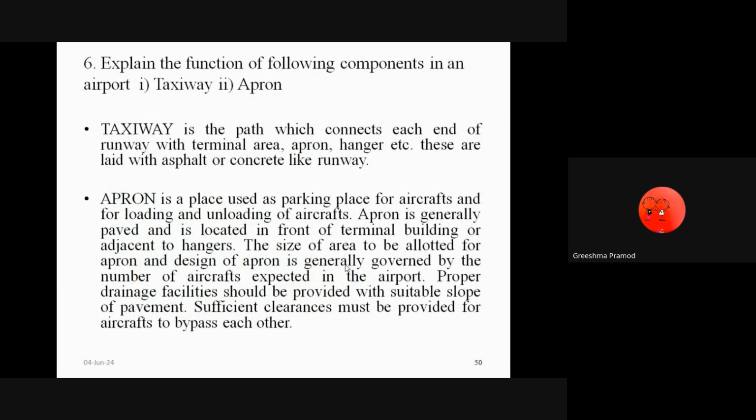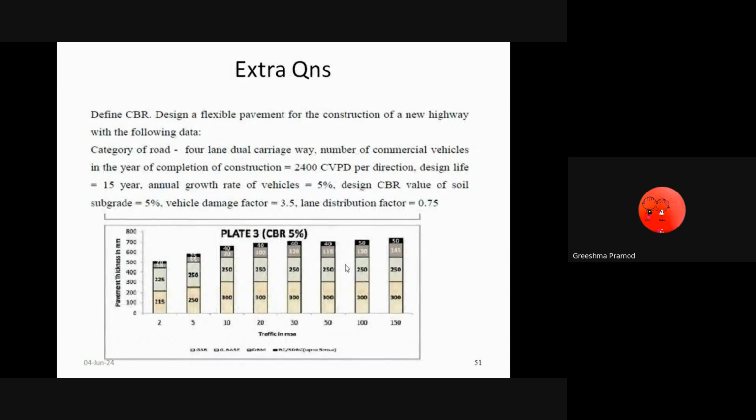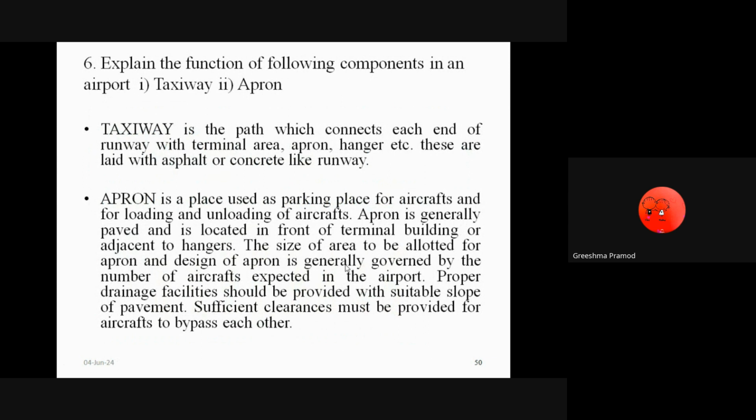Then explain the function of the following components in an airport. ഇതിപ്പോൾ കണ്ടിന്യൂസ് ആയിട്ട് 3 വർഷത്തെയും എക്സാമിന് ചോദിച്ചിട്ടുണ്ട്. ടാക്സിവേ, ഏപ്രൺ. Taxiway is a path which connects each end of the runway with terminal area, apron, hangar. These are laid with asphalt or concrete, and the apron is a place which is used as a parking place for aircraft. Okay, so these are the questions from June 2020.